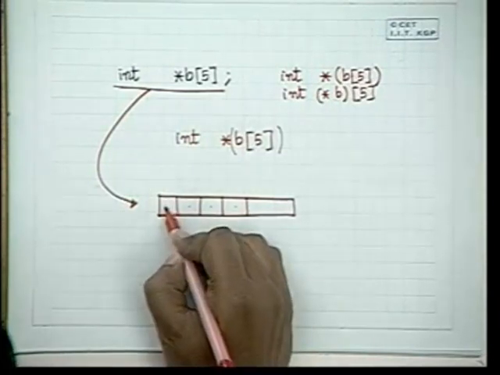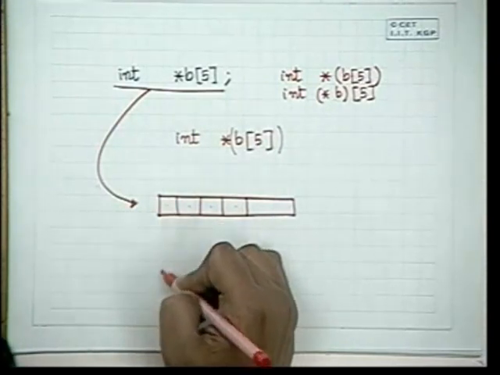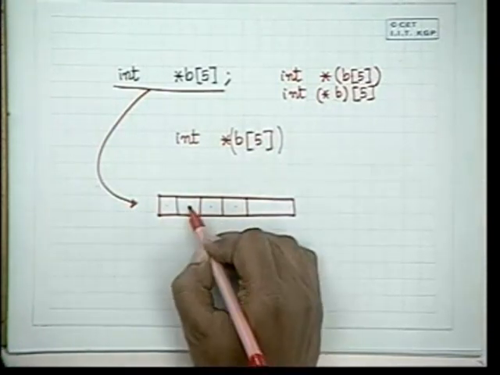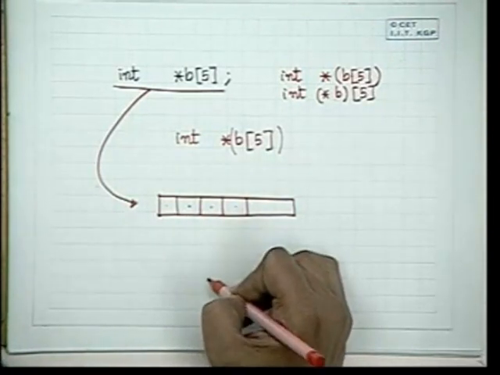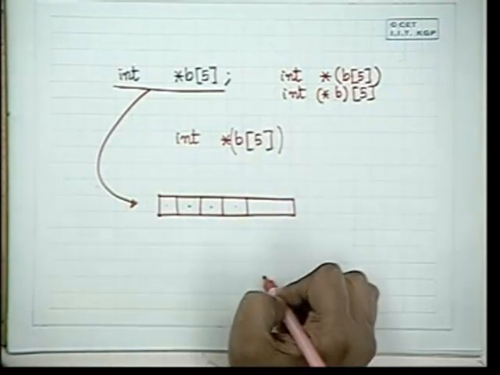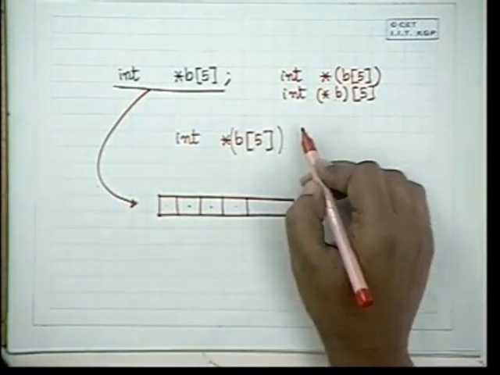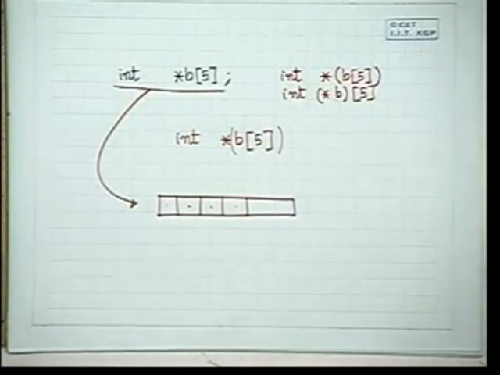So you can now, if you malloc on b[0] with 10 elements, you will get 10 elements here. If you malloc on b[1], you will get another 10 elements here. If you malloc on b[2], malloc on b[3], malloc on b[4]. Alright. So let us see how we will get this program.